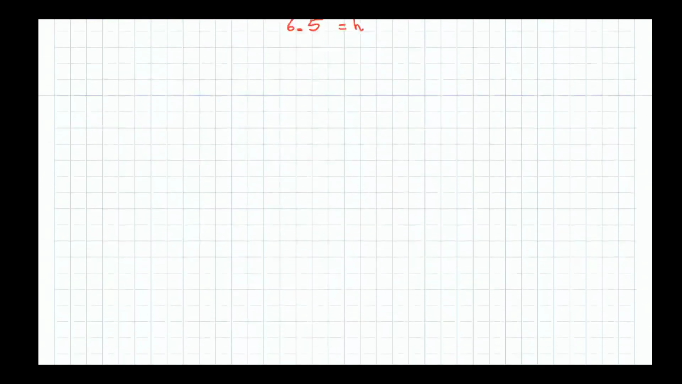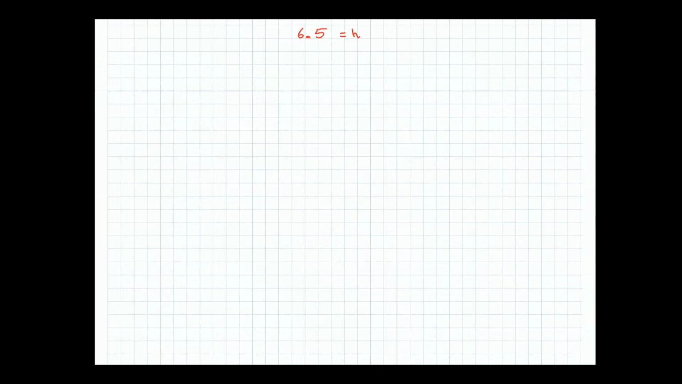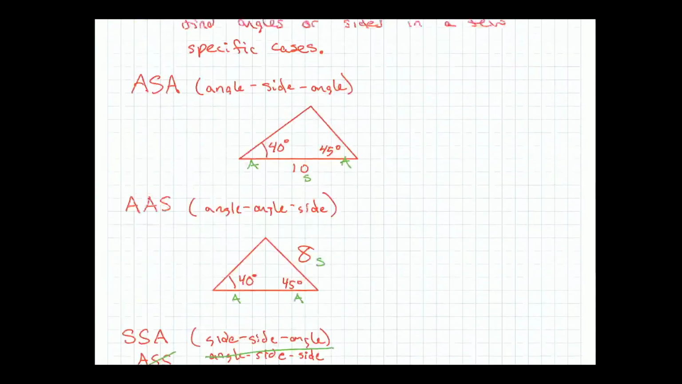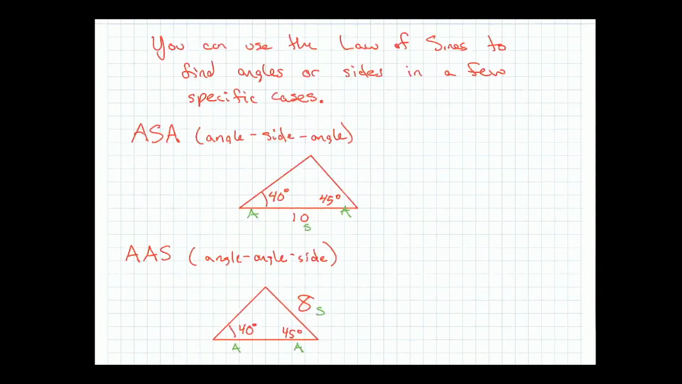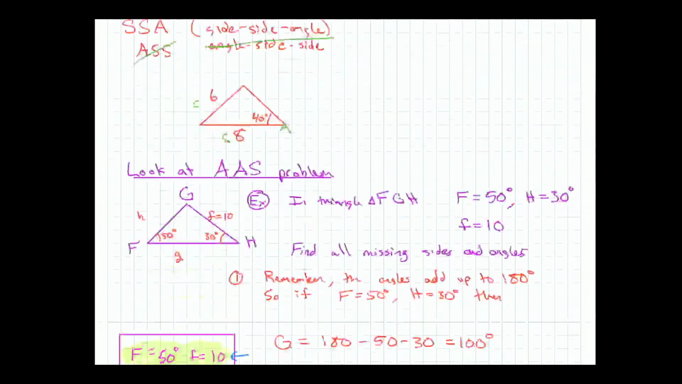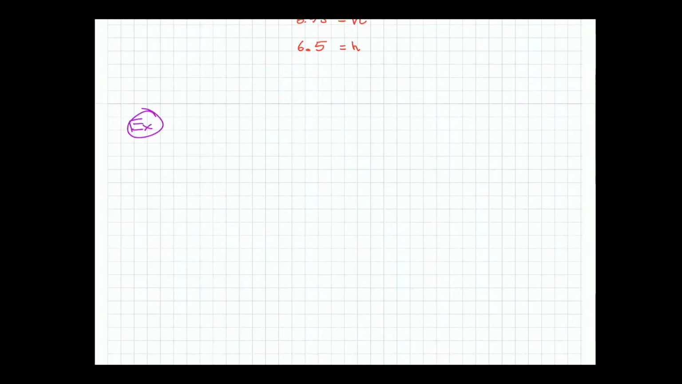Let's do another example. What was the other one that had two angles? What did we just do? We just did angle side. Let's do angle side angle. See if I can find an example. If not, I'll just make one up. Nope, there's angle side angle. Okay, excellent.